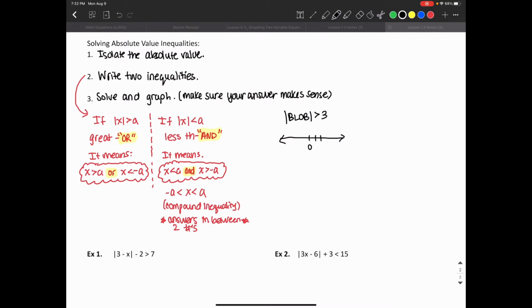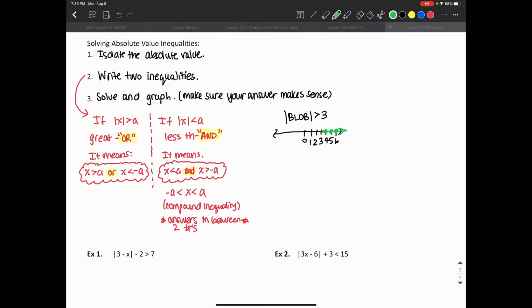So if I draw a number line here, maybe a little bit bigger, here's 0. I have 1, 2, 3, this is 4, 5, 6. If I start shading the things that the blob, the thing inside of the absolute value, could possibly be, I know that 4 works because it has an absolute value greater than 3. I know that 5 works, that's more than 3 spaces from 0. 6 is more than 3 spaces from 0. So is 3.5. And I can keep going, and this goes all the way to infinity.